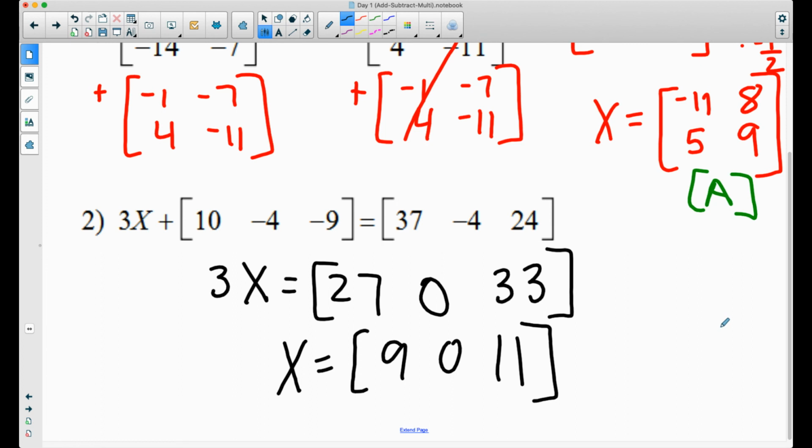Our answer in is matrix A, and this one up here is matrix B, and do 3 times matrix A plus B, and you should get that as a solution. All right. Any questions on matrices so far?